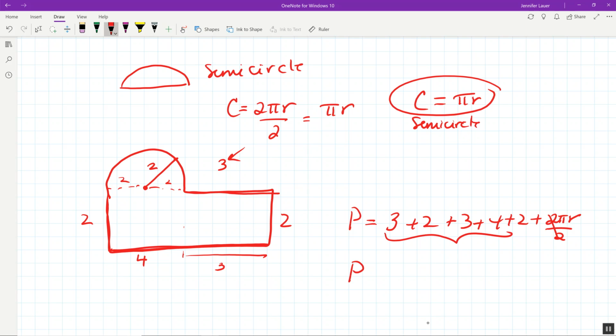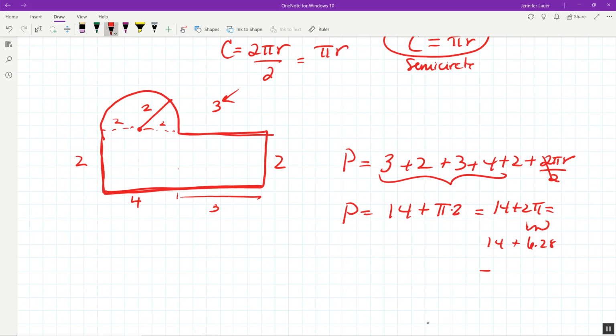So I'm going to go ahead and grab my calculator. 3 plus 2 is 5, plus 3 is 8, plus 4 is 12, plus 2 more is 14. And I have to put my radius in. So again, your answer is going to be 14 plus 2 pi. And this is a situation where you would grab your calculator and you would say 2 times 3.14. This is going to give us like 6.28. And then you add that 14 to it. And your final answer is 20.28.